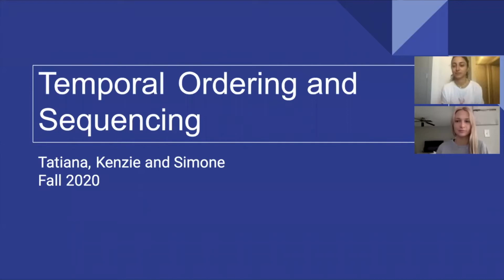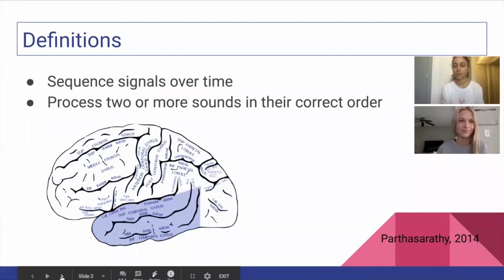It's over temporal ordering and sequencing. So the definition of temporal ordering and sequencing is when the brain processes not only two or more sounds at one time, but it also sequences those sounds in a certain order.